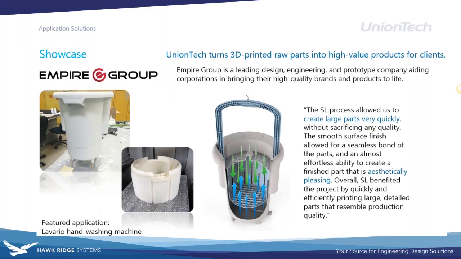Here's another really cool one. So this company, they're actually making this. It's going to be a handheld washing machine, and this would be something that, you know, it would be really hard to validate that it works unless you 3D printed it. And of course, you wouldn't want to jump into making an injection mold until you have validated this process.